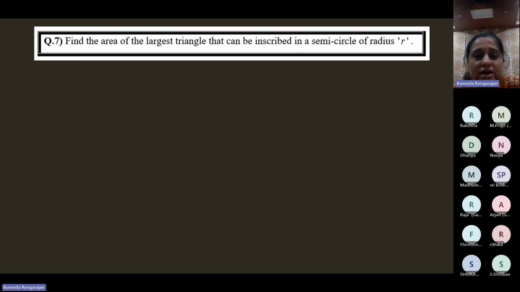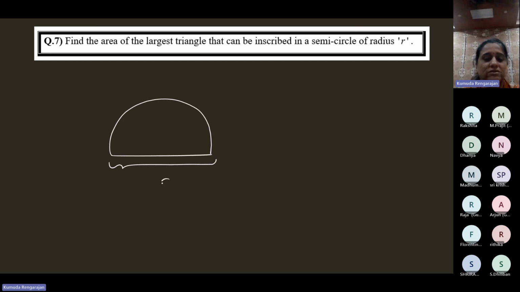Find the area of the largest triangle that can be inscribed in a semicircle of radius r. So the largest triangle should have the largest base and the largest height. In a semicircle, the maximum possible base is the diameter. The maximum possible height is the radius.